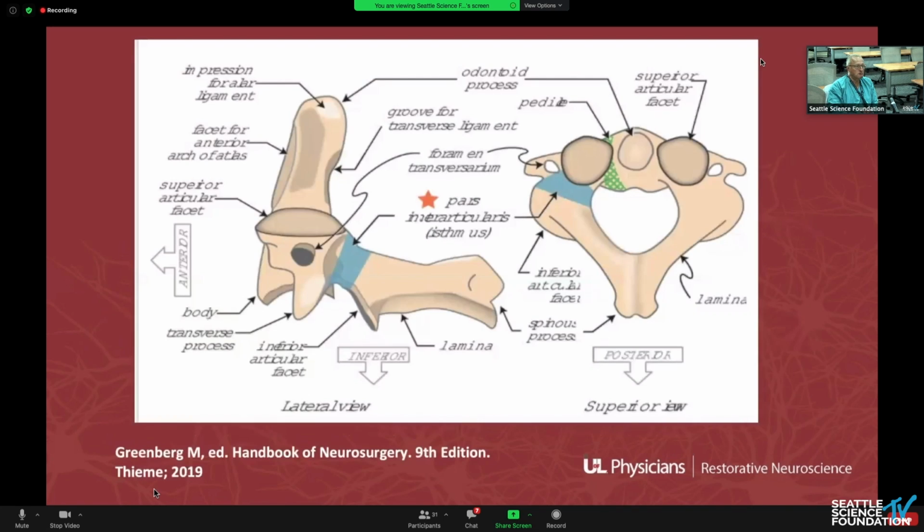Just a brief overview of the anatomy. So the traditional hangman's is a fracture through the pars interarticularis. That's the area shown in blue. It's usually a bilateral fracture. And then the pedicle is that area shown in green. Sometimes some of the fractures may have extended into the pedicle as well.